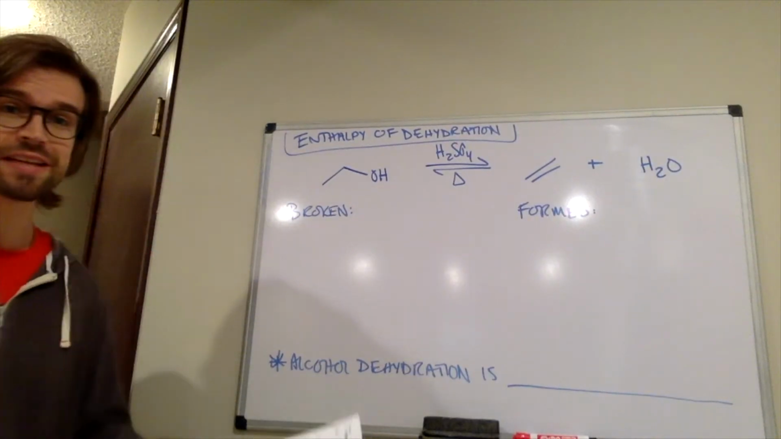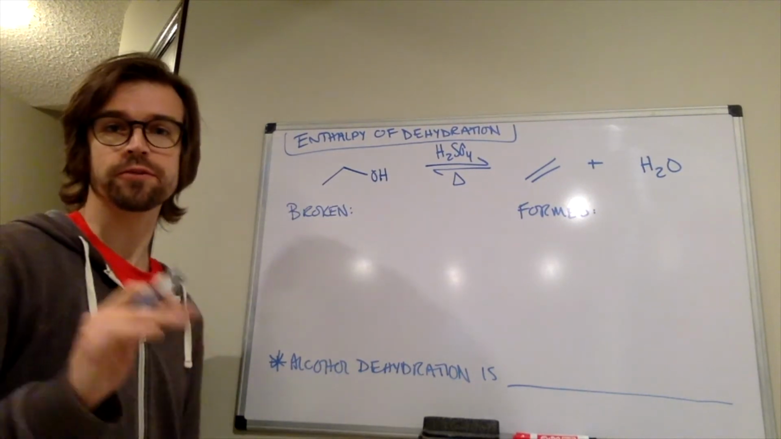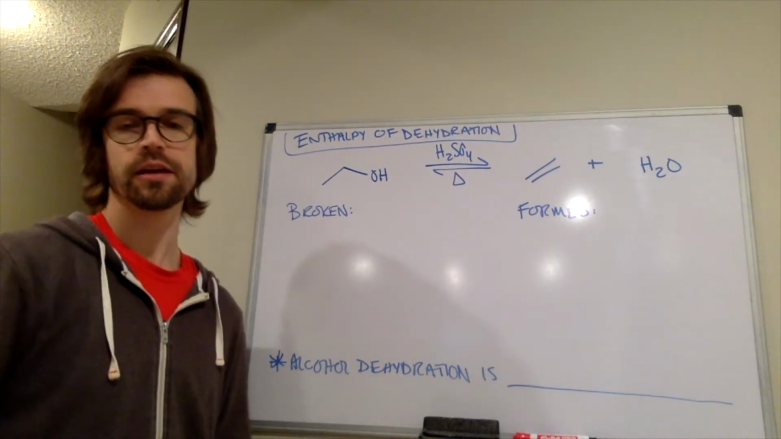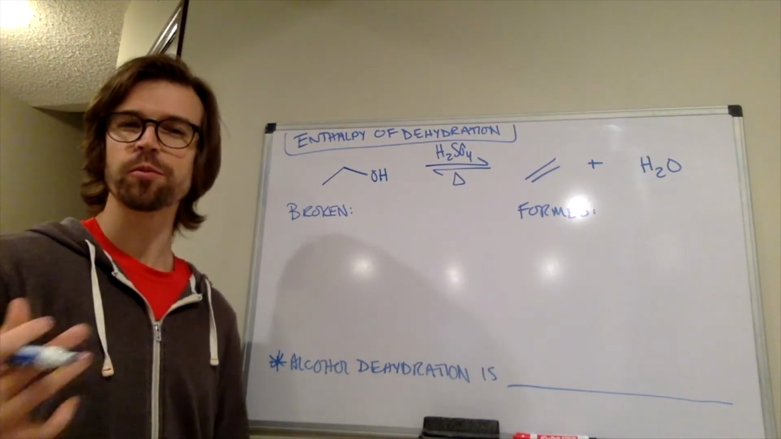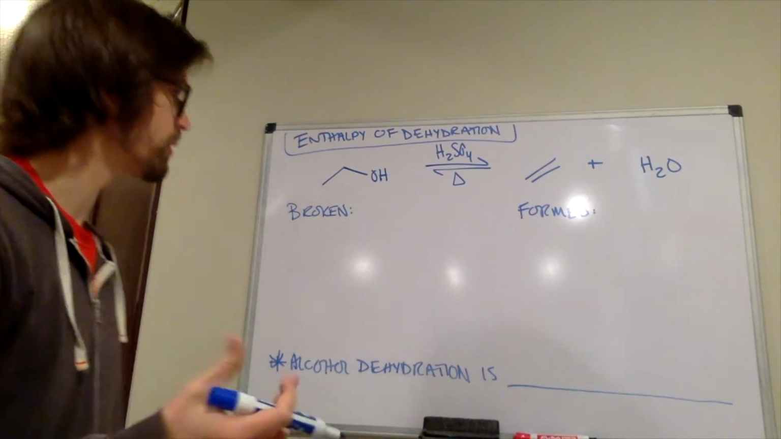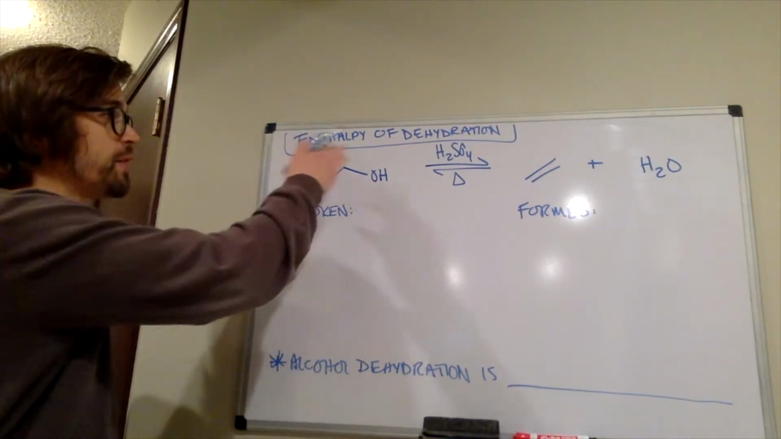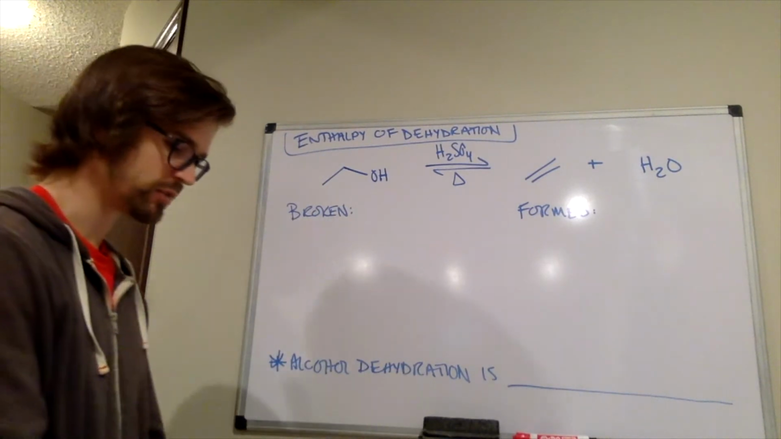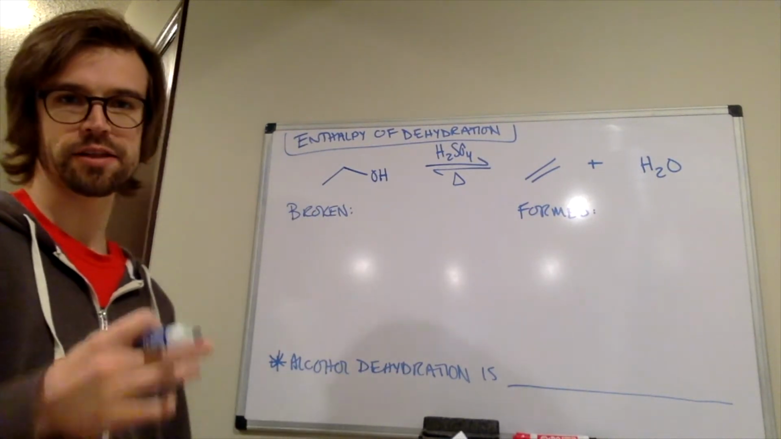So we know that we can dehydrate alcohols by treating them with sulfuric acid and heat, but is this really a favorable process? So let's look into that a little bit. So we're going to look at the enthalpy of dehydration. What I have in your course packet is comparing the energy of the reactants and the products.